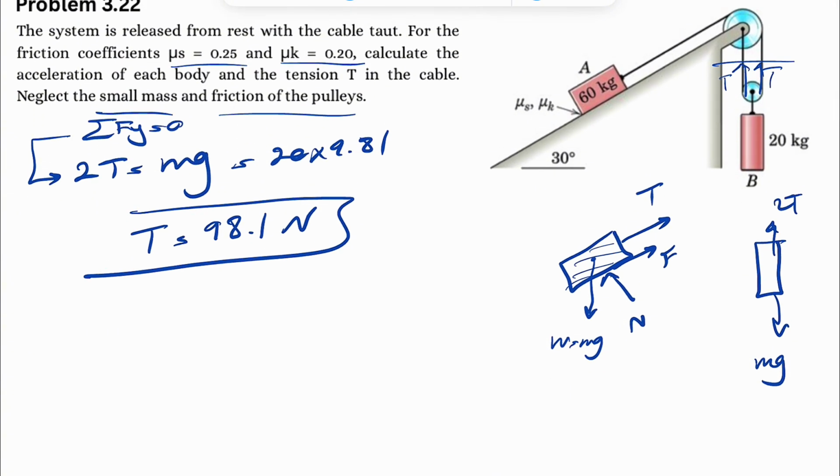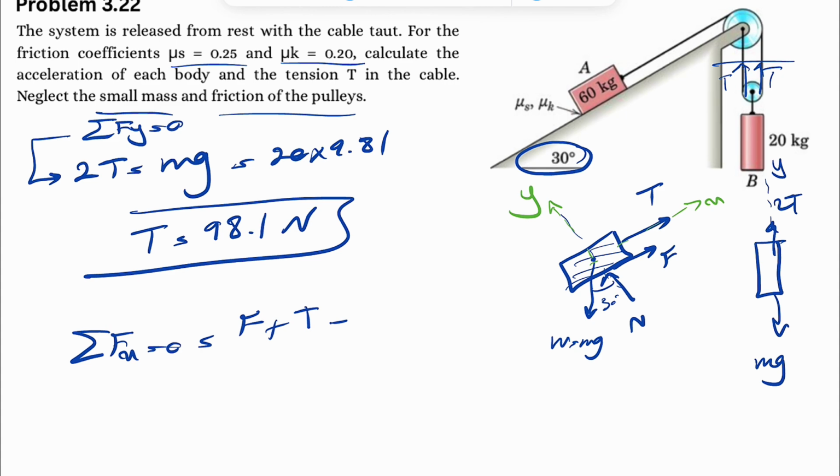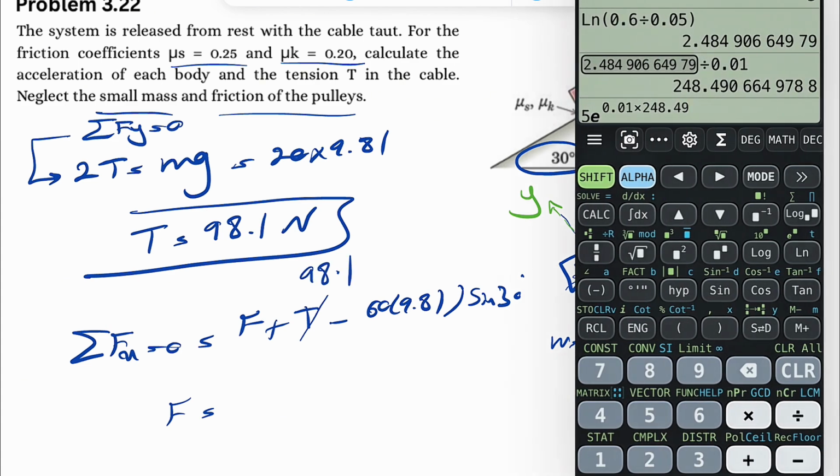So now we're going to use this tension in the second block, or block A. Also, we know that this angle here is 30 degrees because we have this angle here. I assume y direction in here, and for this one, let's call this one our x and this one our y. So do sum of all forces in x equals 0. We have F plus T negative weight, which this one would be 60 times 9.81. The x component would be sine of 30. So that's going to give us the F. We know also T is 98.1 from the previous step. So let's just calculate this.